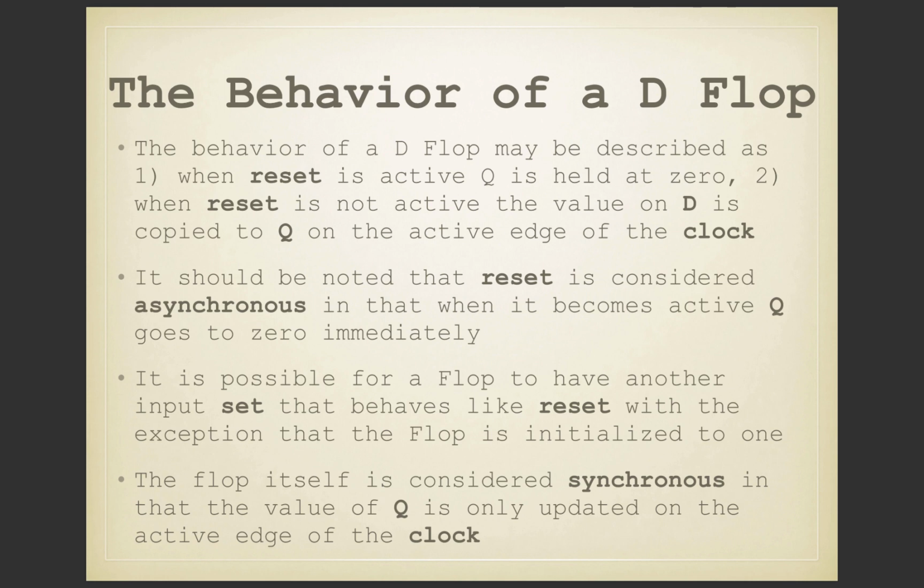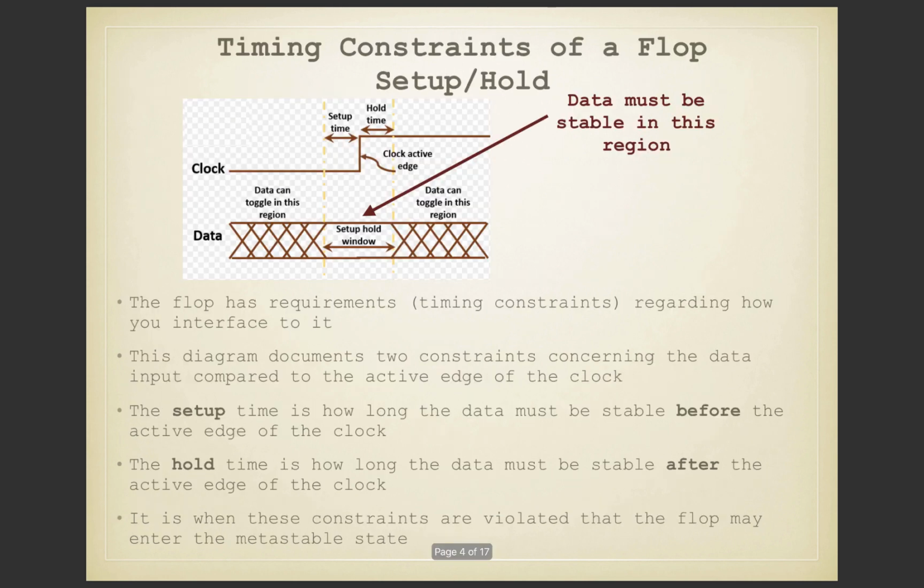One thing to note is that typically when you're dealing with D flops, you're dealing with reset, which means you want the flop to come up in a zero when you start. There are occasions when you would like the opposite. You'd like the flop to come up in a one. We would refer to that as a set. For all intents and purposes, it behaves exactly the same as the asynchronous reset, with the exception that the output is initialized to a one.